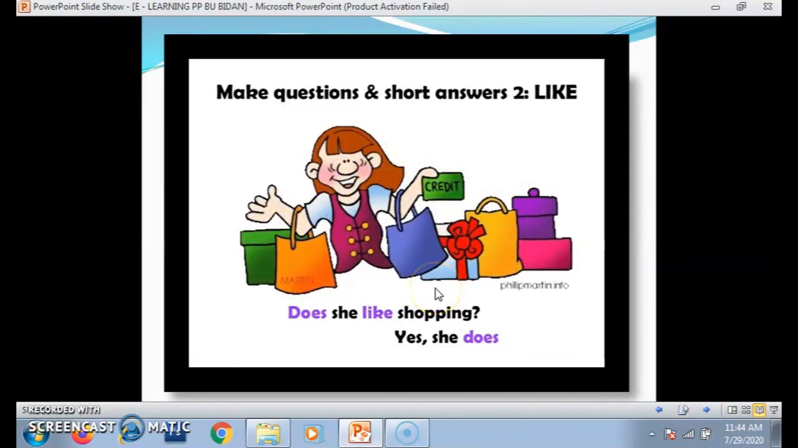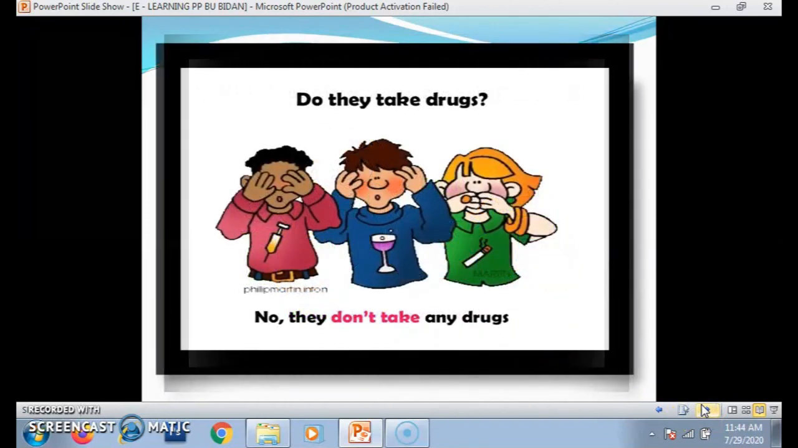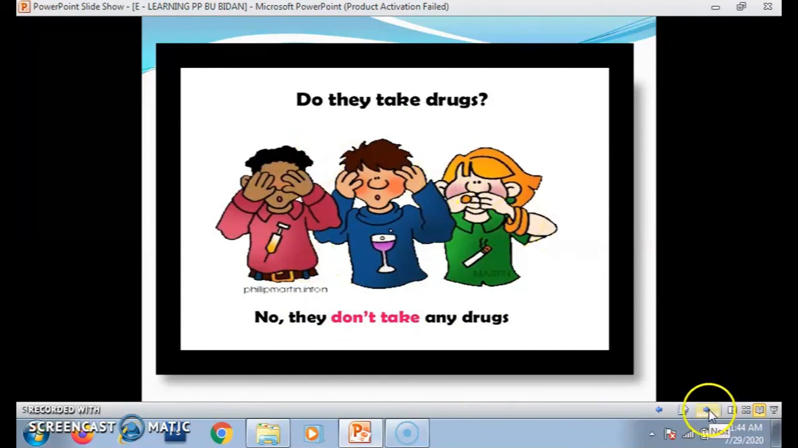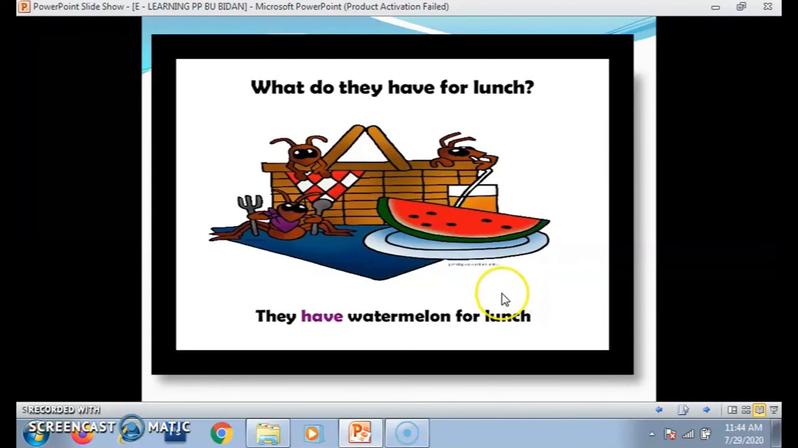Go to the next slide about the sample of question. Does she like shopping? Yes, she does. What do you think about this picture? Okay. Do they take drugs? No, they don't take any drugs. Why do I write no? Depend on your picture. Yes, and the last, what do they have for lunch? Makan apa sih mereka? Ternyata mereka, they have watermelon for lunch.